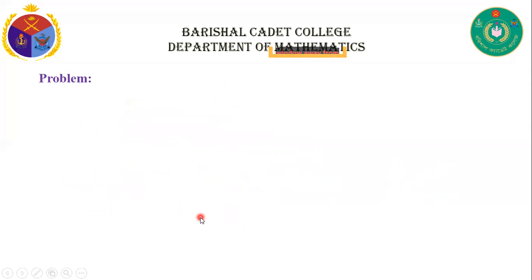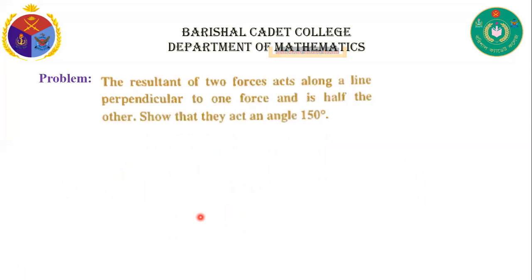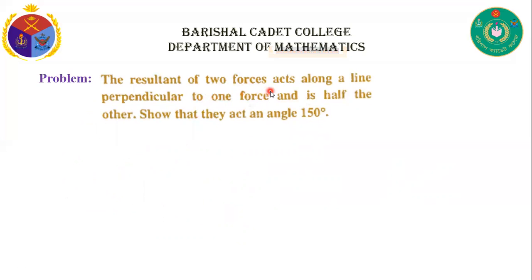Okay, what's the next problem? The next problem is: the resultant of two forces acts along a line perpendicular to one of the forces and is half the other.